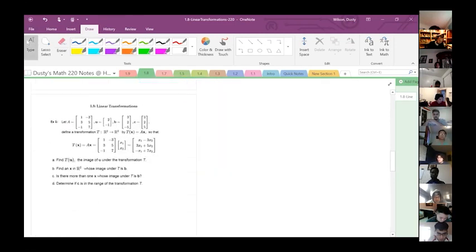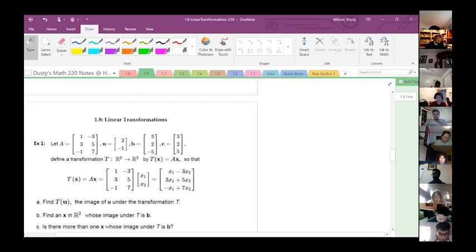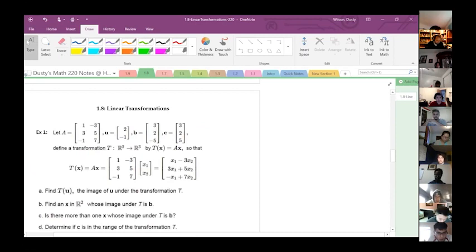Let's look at an example. So we have A, which is some given matrix, and I'm going to give you a U and a B and a C, and I've got some transformation T, which is going from R2 to R3. So let me see if I can track. I don't remember my colors from before. So R2, this would be our domain.